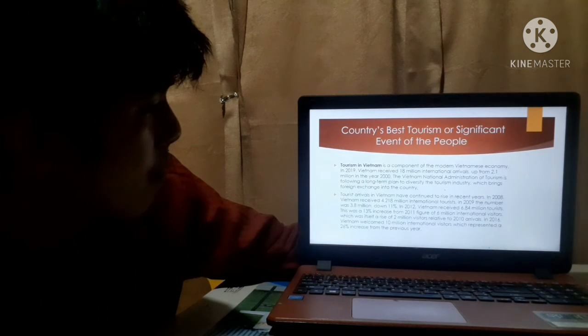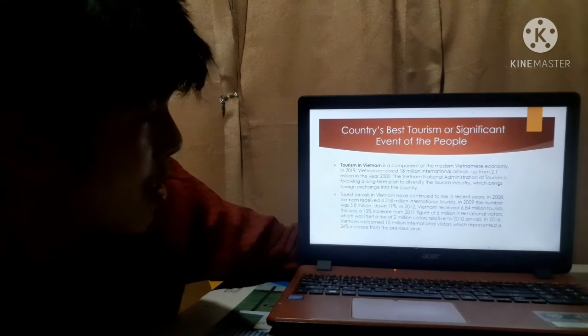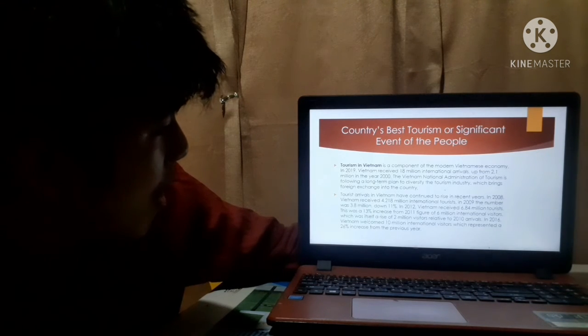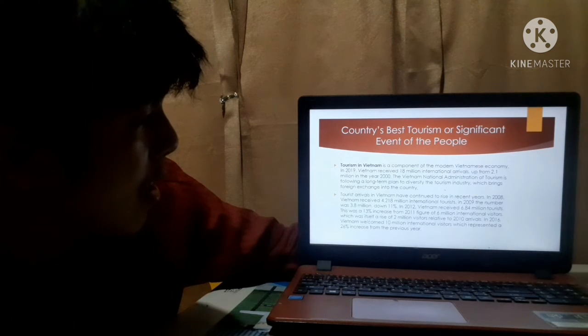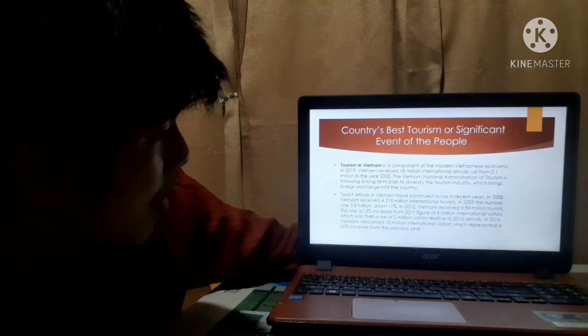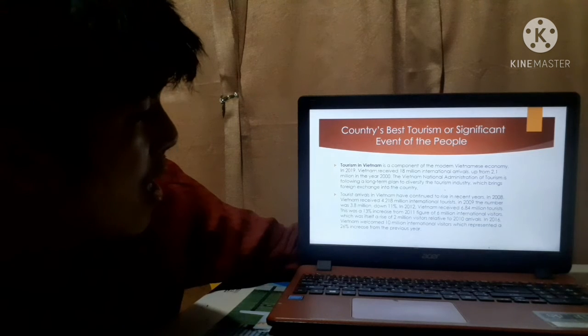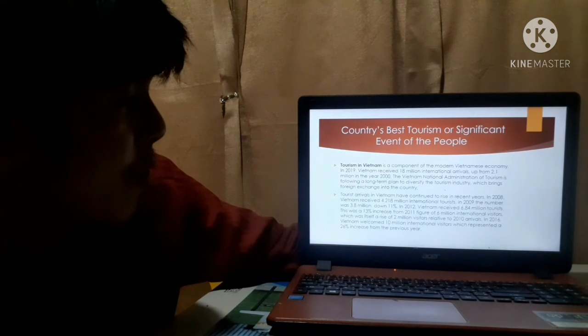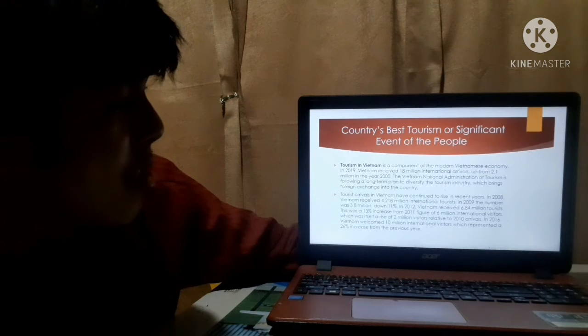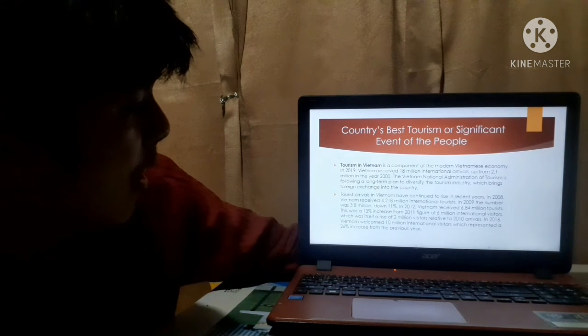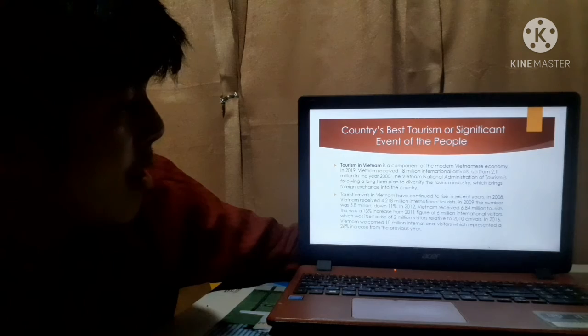In 2008, Vietnam received 4.218 million international tourists. In 2009, the number was 3.8 million, down 11%. In 2012, Vietnam received 6.84 million tourists. This was a 13% increase from the 2011 figure of 6 million international visitors, which was itself a rise of 2 million visitors relative to 2010 arrivals. In 2016, Vietnam welcomed 10 million international visitors, which represented a 26% increase from the previous year.